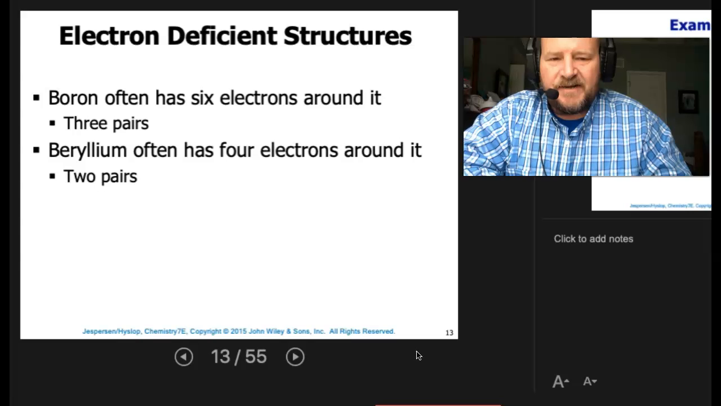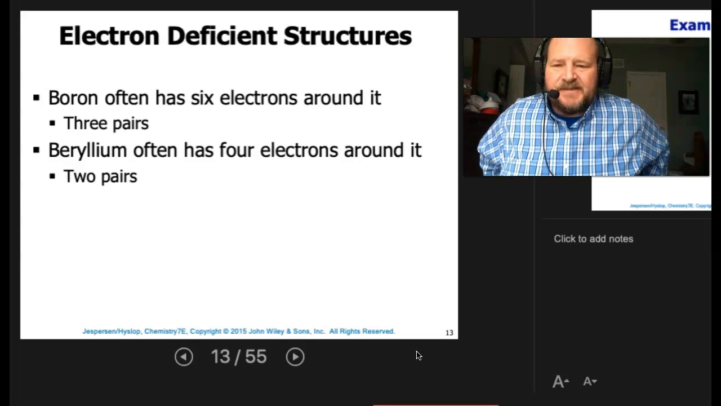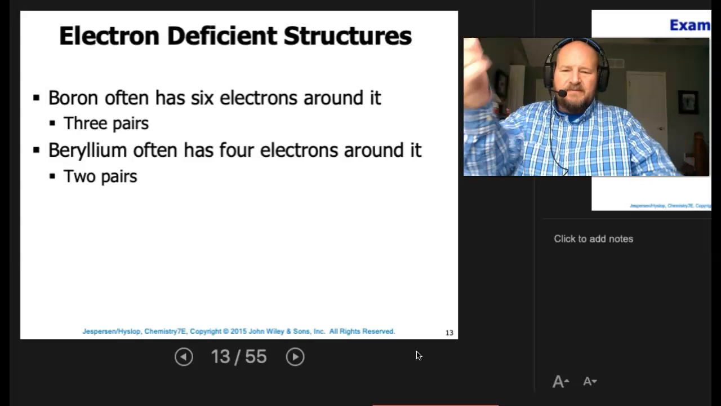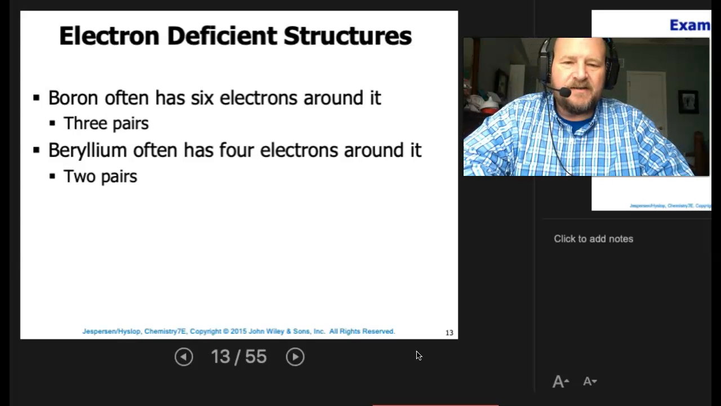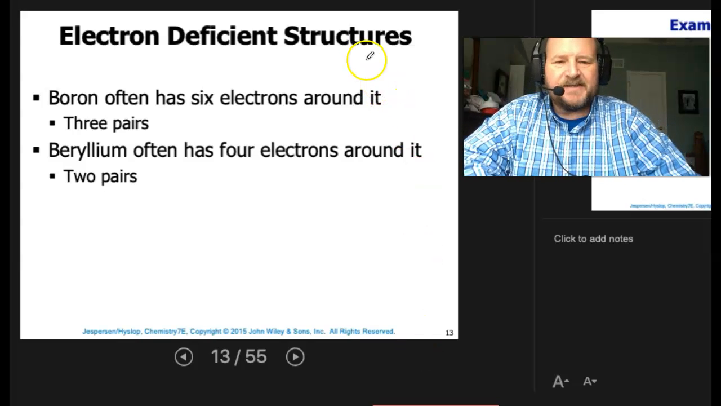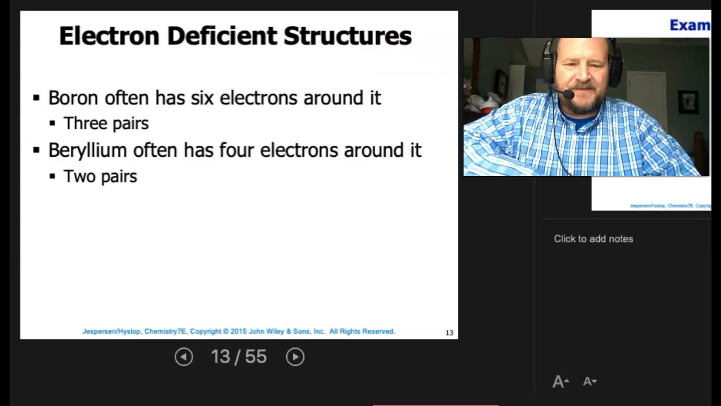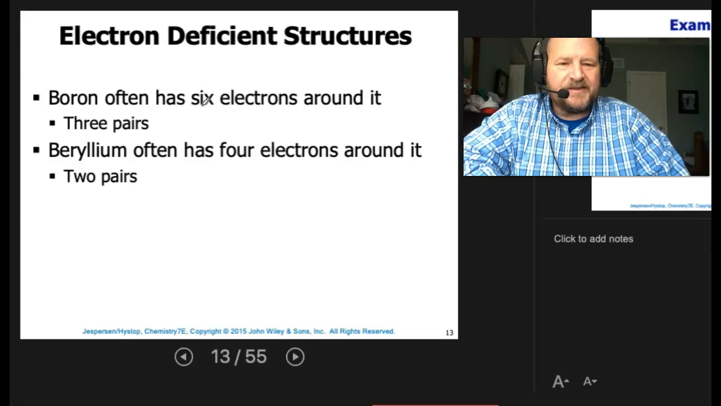Now, you can also have electron deficiency. We'll see this with boron quite a bit. Boron often has 6 electrons around it, so it only ends up with 3 pairs. Beryllium is also going to be a little shy there, where it's only going to have 2 pairs. Now beryllium, though, that kind of makes sense because beryllium is in group 2A. We actually expect it to give its electrons away. So the fact that it just behaves in covalent bonding makes it already an exception.